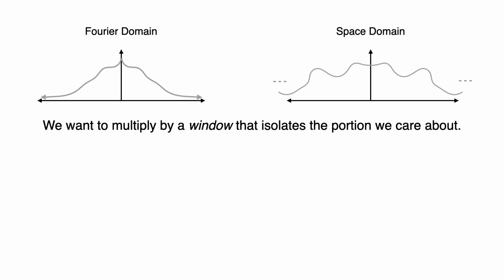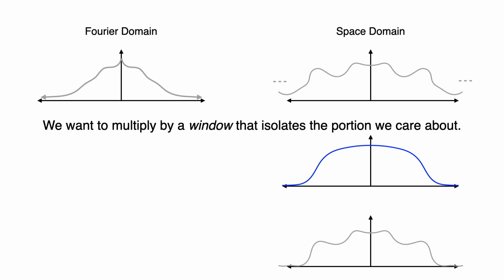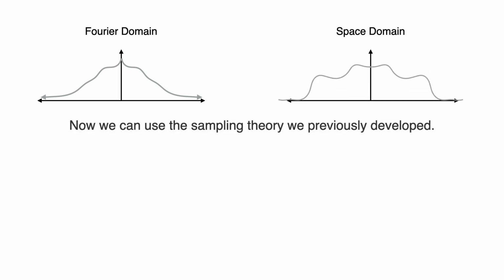We want to multiply by a window that isolates the portion we care about. This is what a window might look like. It's fairly flat near the center of your field of view where you care about what you're looking at, and it goes to 0 as you get farther away. And so here's the result of multiplying the space domain function with the window, and as you can see, we now have a width. This function goes to 0. Now we can use the sampling theory we previously developed. But where does this window come from?